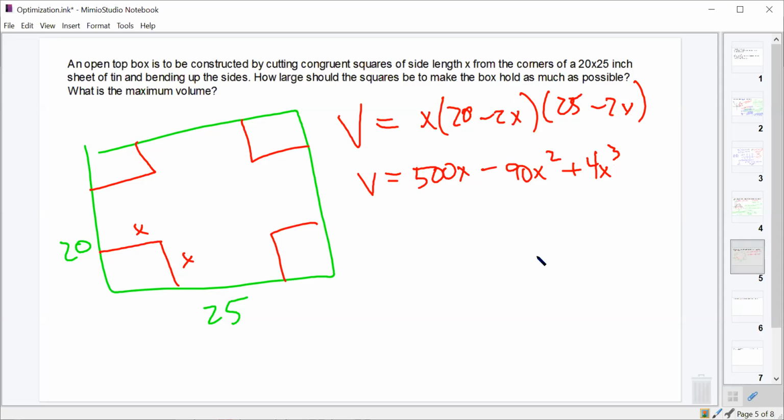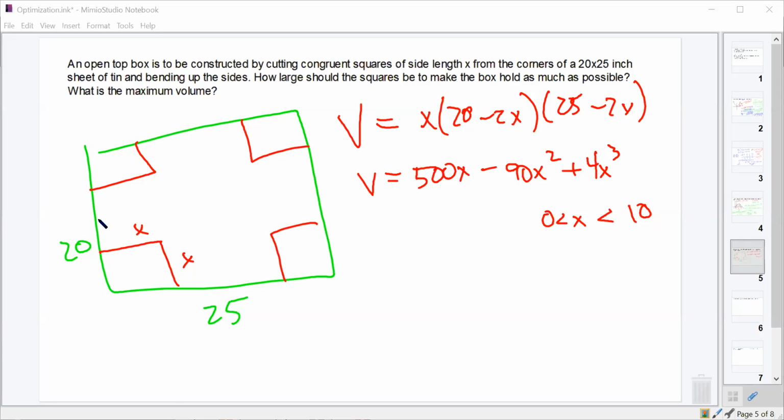And I'll try to be a little bit more clear about our domains now. What do our x values need to be between? x has got to be greater than 0, right? Because we've got to cut something off. But x has to be less than what? Has to be less than 10, right? Because we can't cut off more than 10 inches.